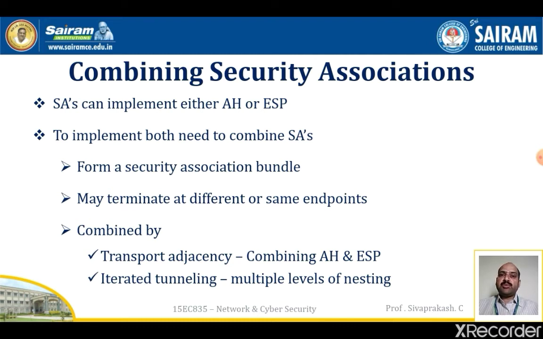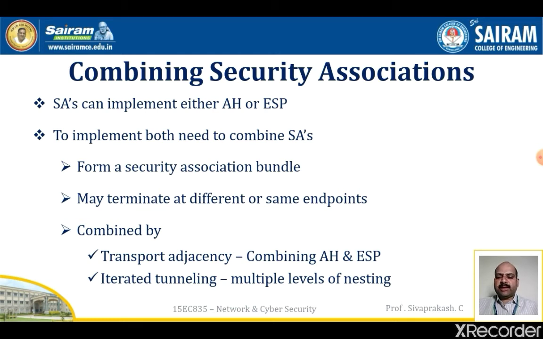Security associations may be combined into a bundle in two ways: transport adjacency, which combines AH and ESP, or iterated tunneling, which allows multiple levels of nesting. Let us see about transport adjacency. It refers to applying more than one security protocol to the same IP packet without invoking tunneling. This approach to combining the authentication header and ESP allows for only one level of combination. Further, nesting yields no added benefit since the processing is performed at one IP security instance at the destination.